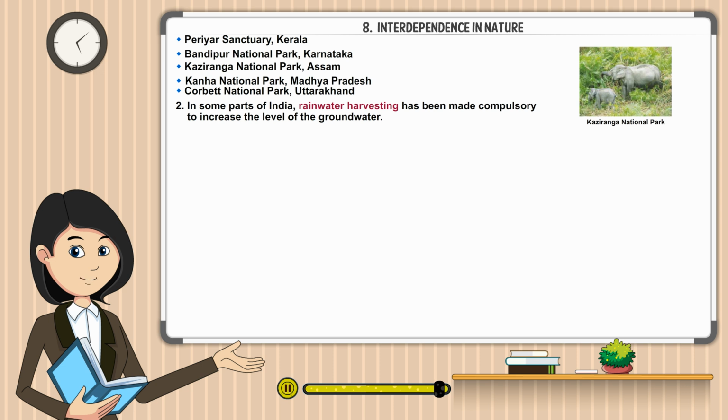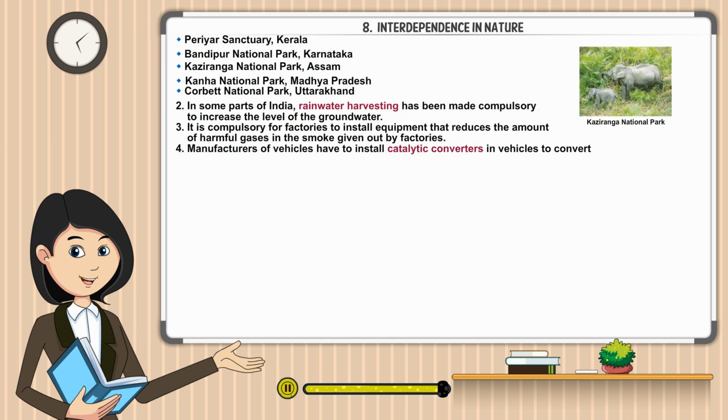In some parts of India, rainwater harvesting has been made compulsory to increase the level of the groundwater. It is compulsory for factories to install equipment that reduces the amount of harmful gases in the smoke given out by factories. Manufacturers of vehicles have to install catalytic converters in vehicles to convert poisonous gases into non-poisonous gases.